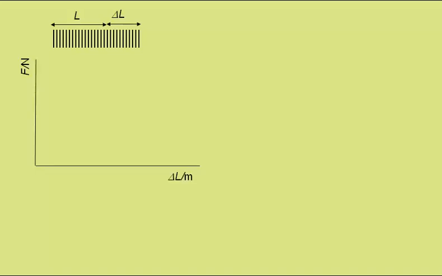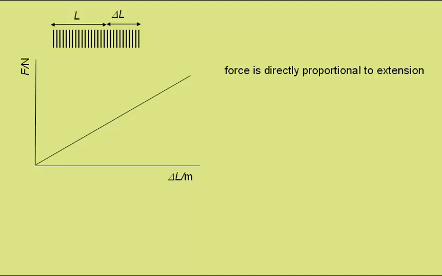Springs. Here we have a spring of length L. If we apply a force, the spring will extend by a length delta L. Plotting a graph of force against extension, we get a straight line through the origin. This shows us that force is directly proportional to extension. This is known as Hooke's law.